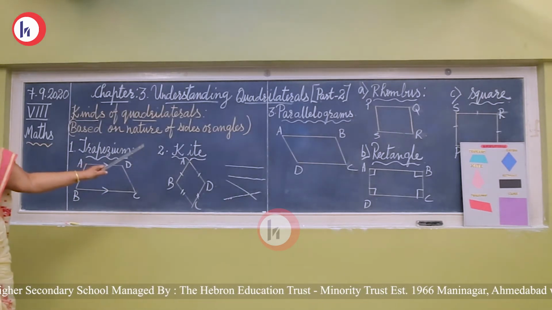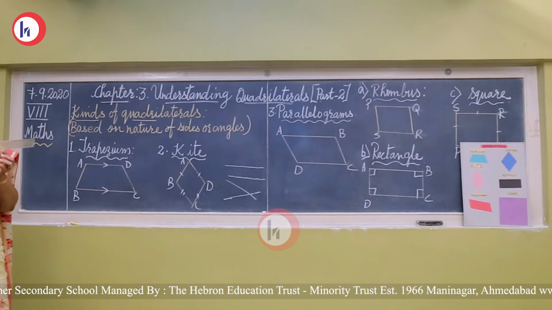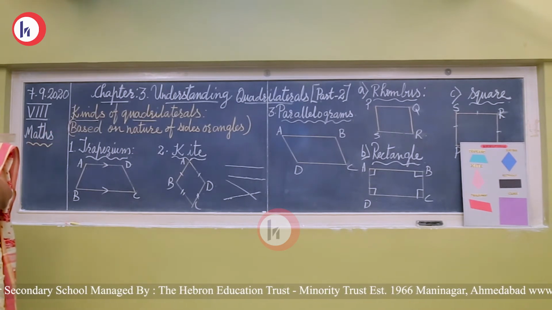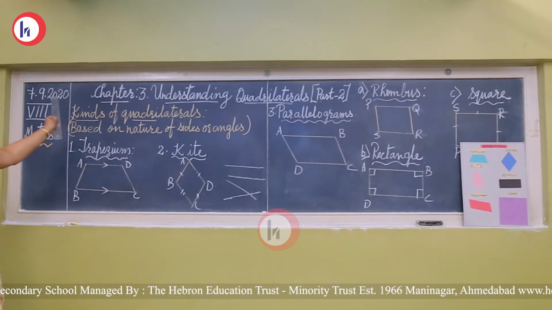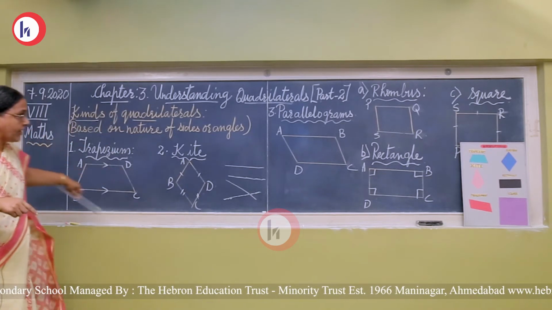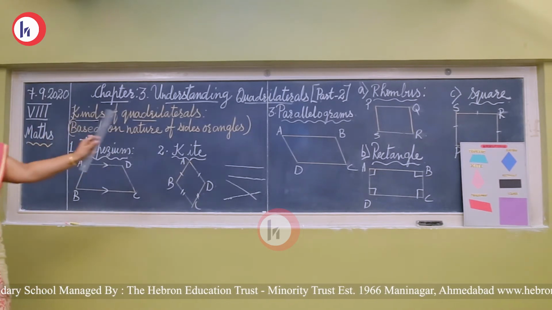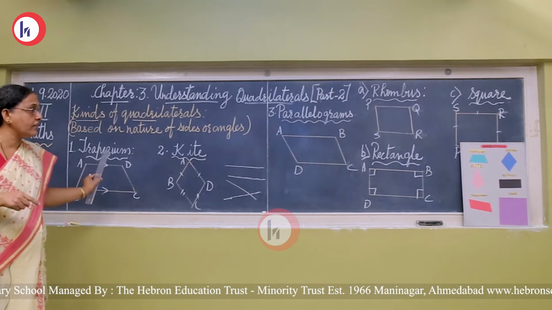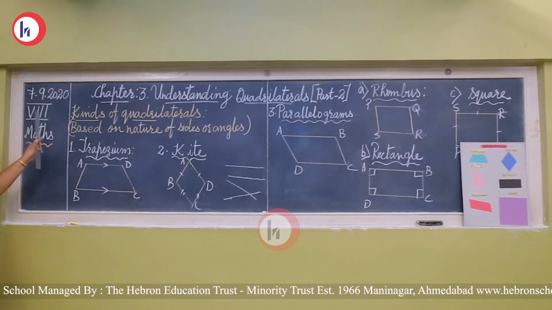Parallel lines, so many examples you have learned. You can see that the scale has parallel lines. Even the blackboard has 2 sides that are parallel. Even these sides also, so 2 pairs of sides are parallel. So many examples we can get.